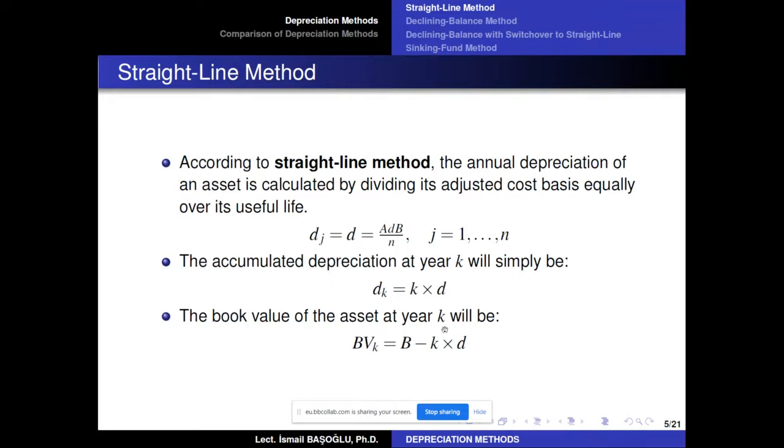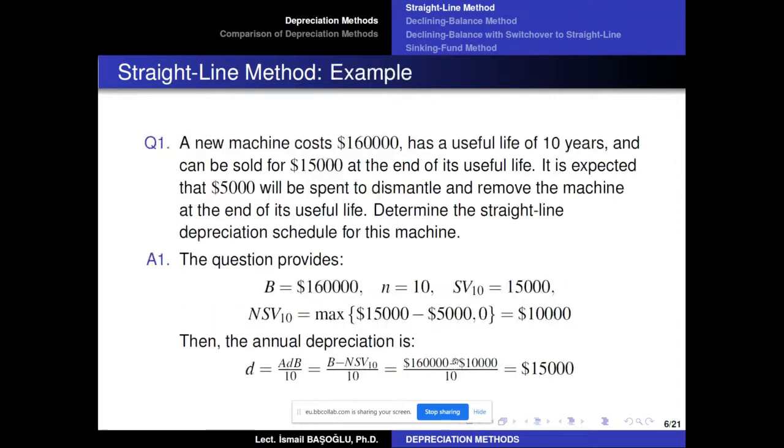And the book value of the asset at the end of year K will be the cost basis minus the accumulated depreciation amount, which is K times D. So at the end of year K of the useful life of that machine, the book value of that machine will be calculated as cost basis minus the accumulated depreciation, K times D. These calculations are very simple. Now let's practice these depreciation calculations.